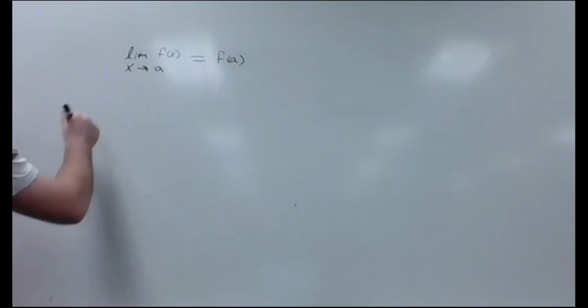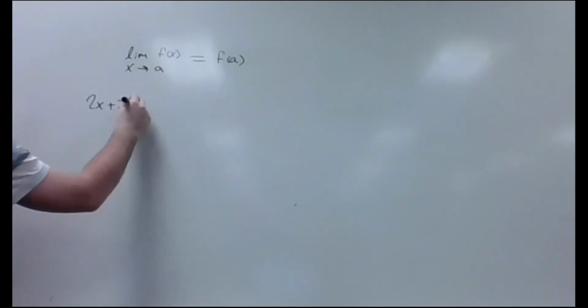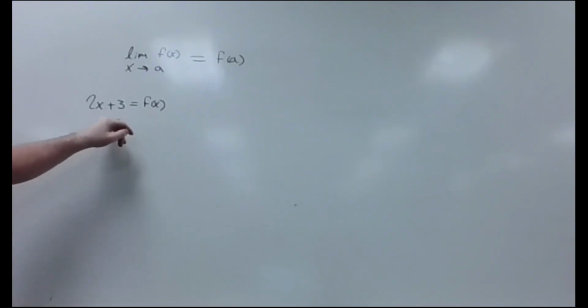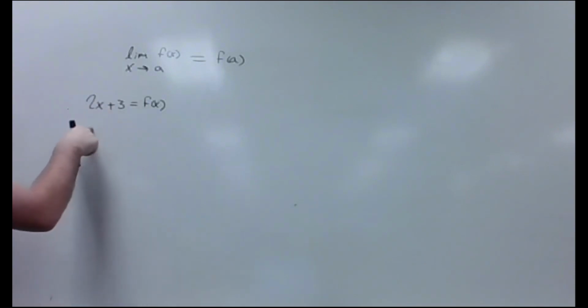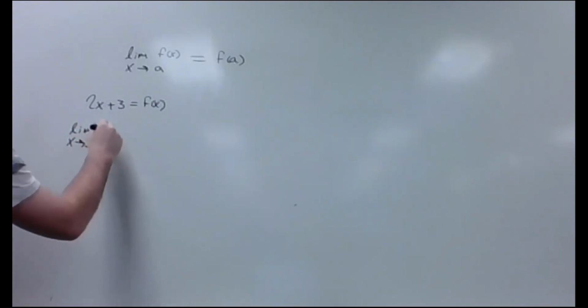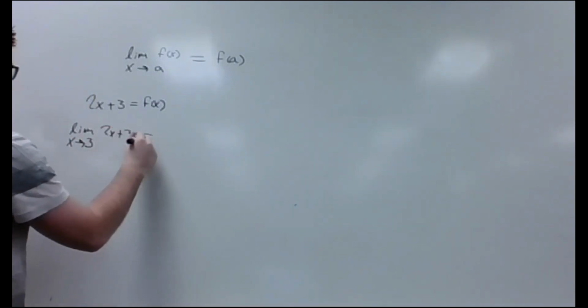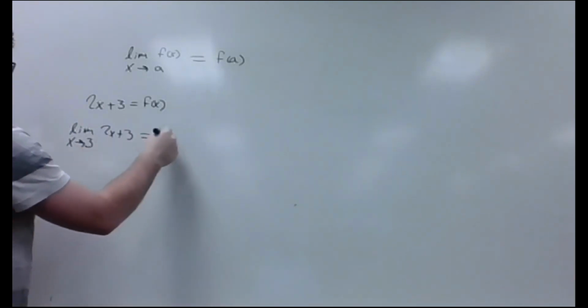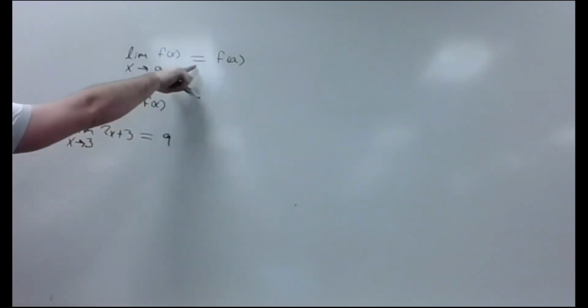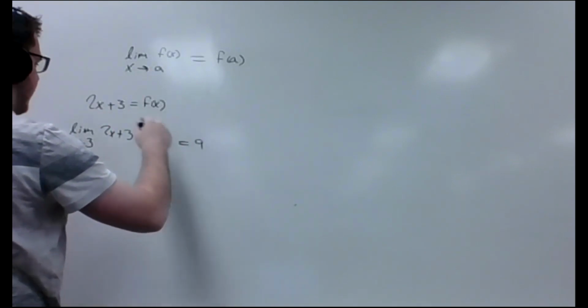And so let's say 2x plus 3 is equal to our f of x, right? Well, we already know it's a continuous function, because it's just a line. There's no breaks in it, right? But if we wanted to test it, we could say, well, let's say our limit is 3. So when the limit of x approaches 3 of our function, this 2x plus 3, that's going to come out to be 9, right? And if we just plug in 3 to our equation, we also get 9, right?